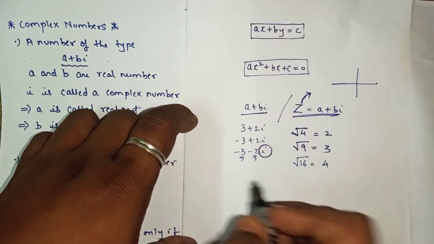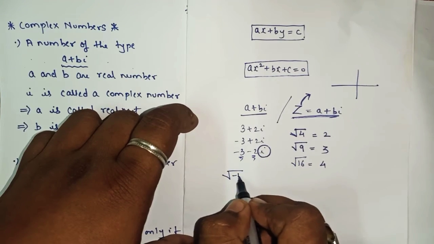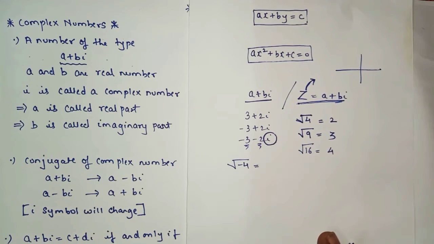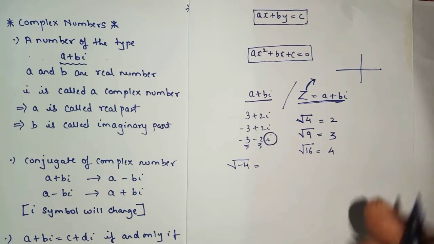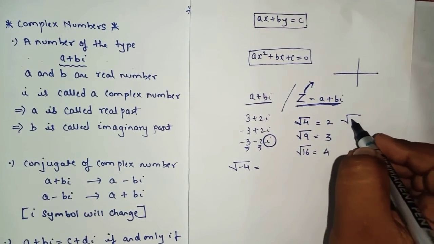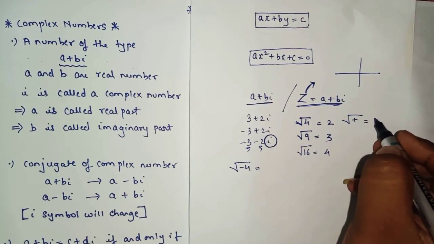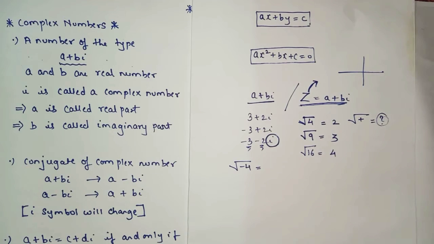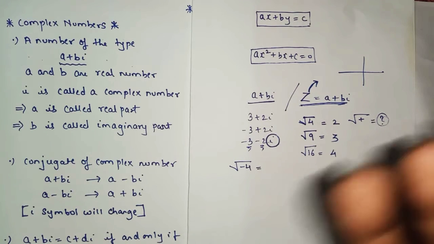This is the answer. Suppose you want to find the square root of minus 4. What will be the answer? Square root of minus 4. We know that for any positive number, we can easily find the square root, yes or no? But whenever we have a negative number, the square root of real numbers cannot be negative.